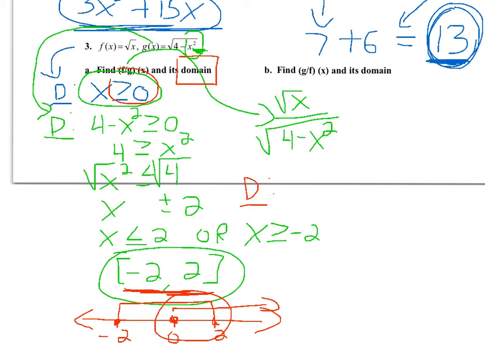Now the only thing here is, if you look at the bottom, x can't equal 2 because it's going to give you 0 in the bottom. So we're going to say our domain, we're going to go from 0 to 2, but I can't include 2 because that'll give me 0 right here in the bottom. So this is your domain here.